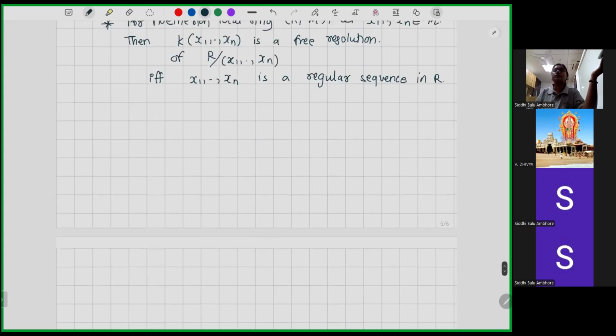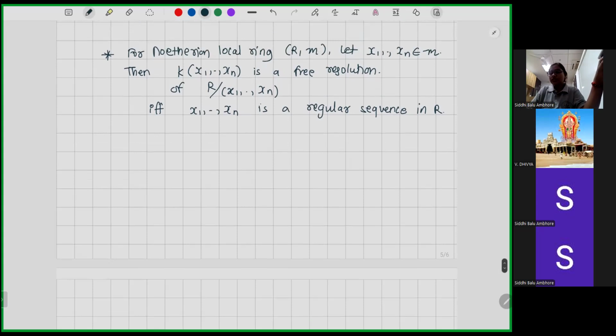So can we find a Noetherian local ring where we cannot have a regular sequence in it? The example of a non-regular sequence in a Noetherian local ring. That's what we want, because this choice of elements x1 to xn need not always form a regular sequence. And that's what we will do here: we want a Noetherian local ring, with maximal ideal M.